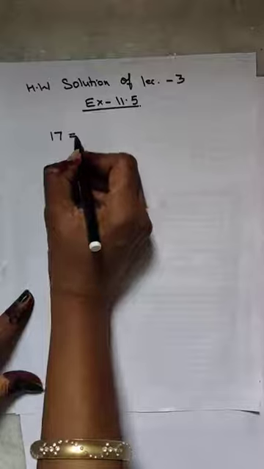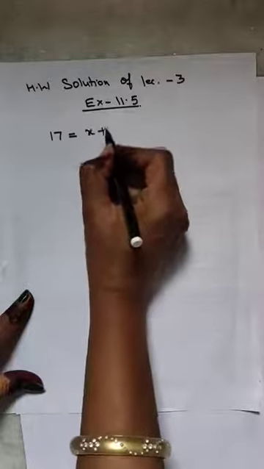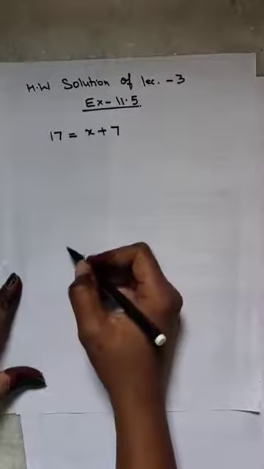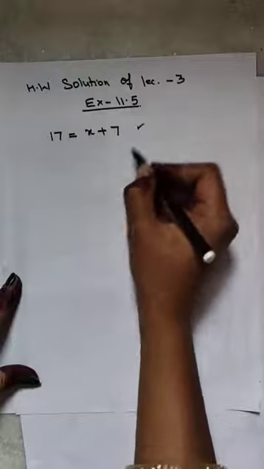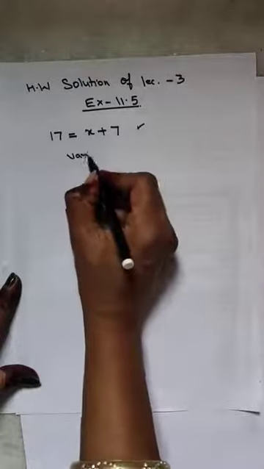Okay, so A is like this, 17 equal to x plus 7. Yes, this is an equation with a variable, and the variable is here.